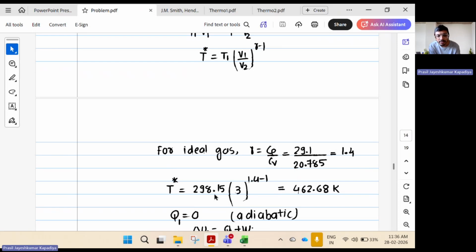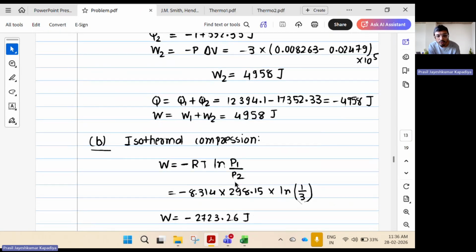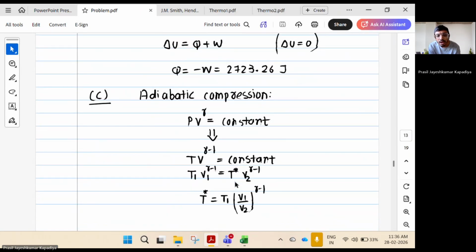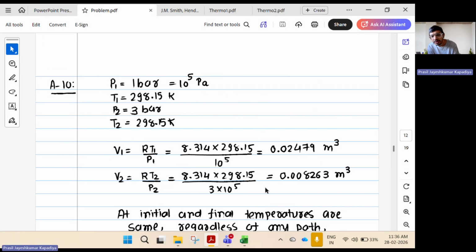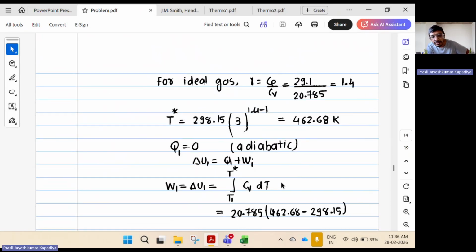If you take this ratio of V1 to V2, it is coming out to be 3. So V1 by V2, that is 3 raised to 1.4 minus 1. So that is nothing but 462.68 Kelvin that I am achieving.